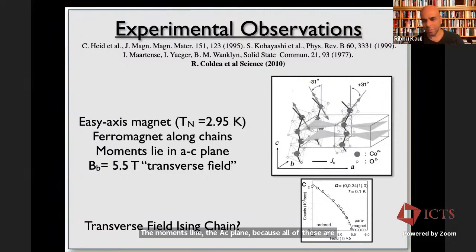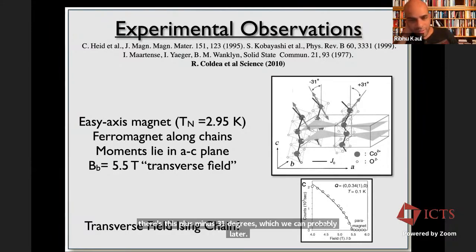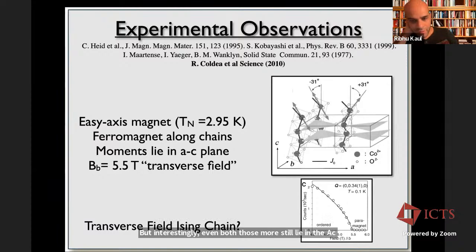It turns out that there are some experimental details which may not be so important for the talk: even when it's a ferromagnet, not all the chains align in the same direction. Okay, so there's this plus or minus 31 degrees, which we can talk about later. But interestingly, both those moments still lie in the AC plane. So if you apply a magnetic field transverse to the AC plane, or in the B direction, basically it's transverse to all the moments, even though all the moments are not parallel. Okay, this is an interesting feature which allows you to apply a transverse field to all the spins in the system. And in fact, if you make the transverse field 5.5 Tesla, the system becomes non-magnetic.